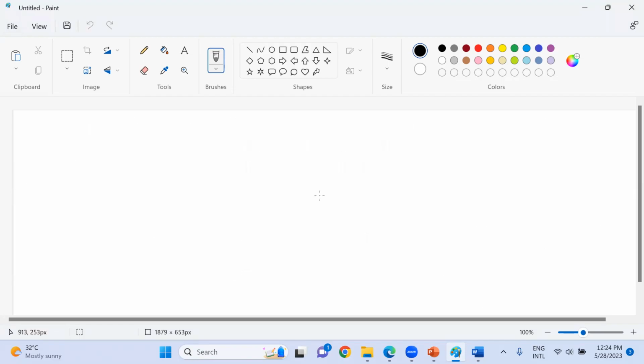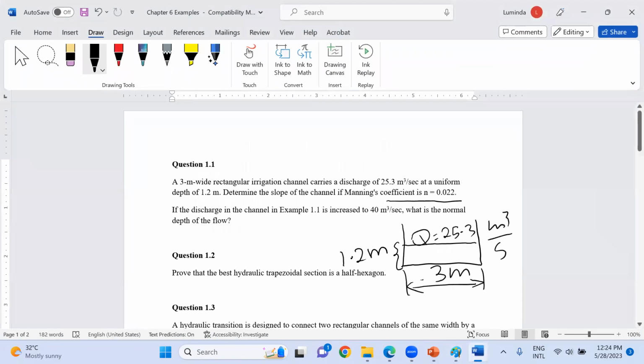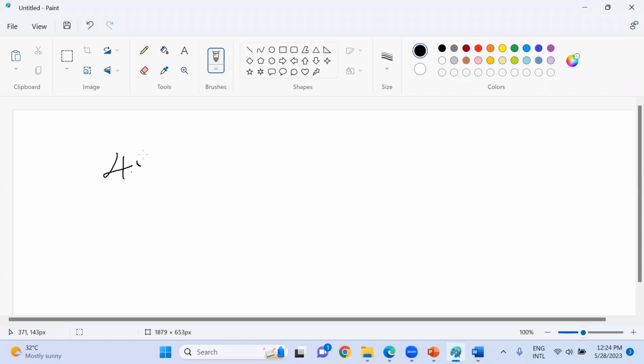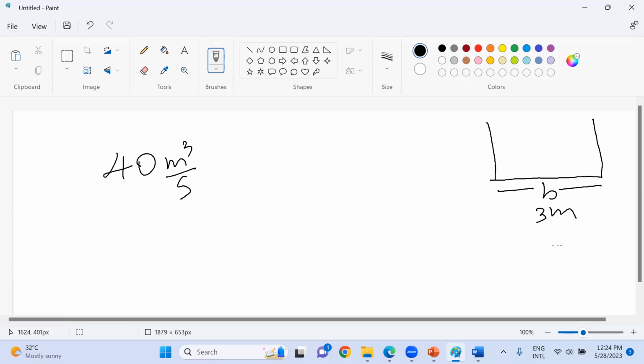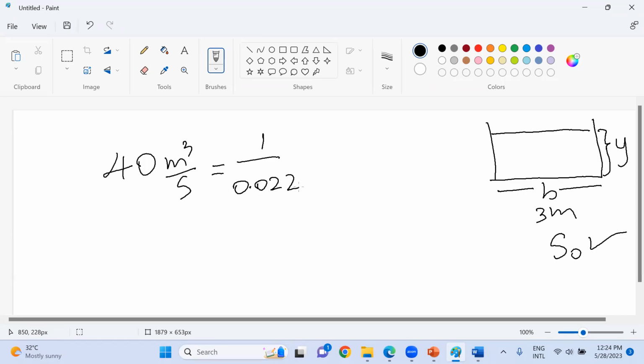What it says now is that for the same channel, they increase the flow rate to 40 meter cube per second. Now they ask you what is the Y. This B is given, 3 meter. S naught you just calculated. Now you have it. They ask you what is this Y, right? 40 meter cube per second. Now 1 over n is still 0.022.